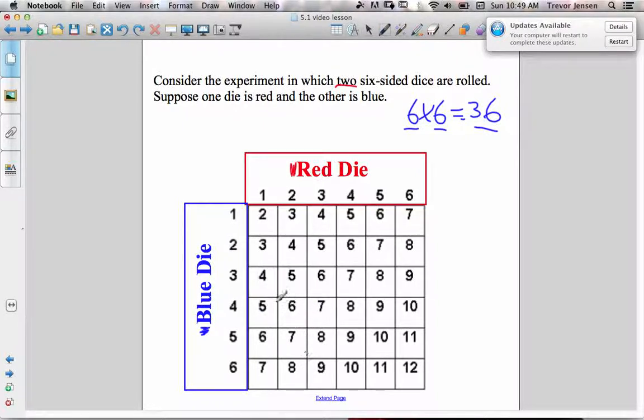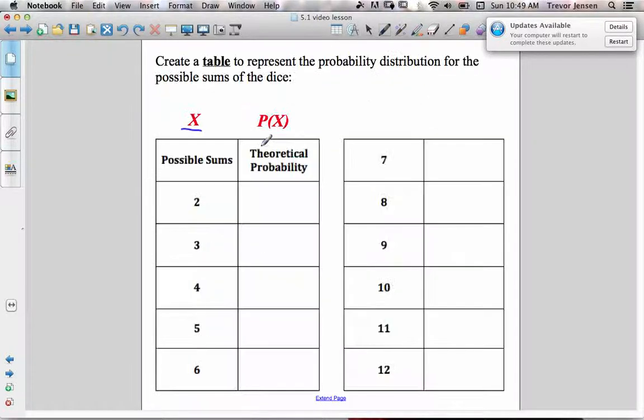Okay, what's the probability that I roll a 2? Well, how many ways could you roll a 2? There's only one way. I only see 1, 1 in my outcome table. It's if I roll a 1 and a 1. So the probability of rolling a 2 is 1 out of 36, because 1 out of my 36 total outcomes is the sum of a 2.